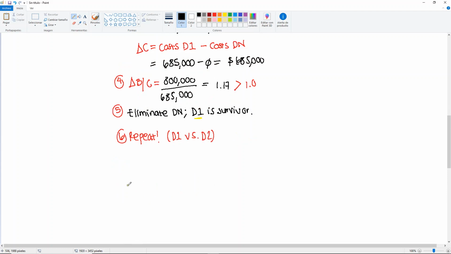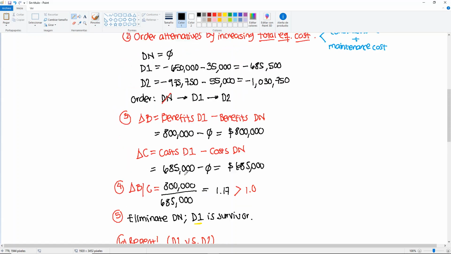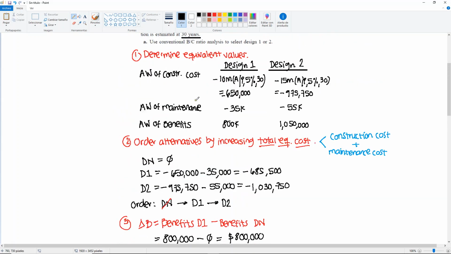Okay, so we have the change in B. It's going to be the benefits of design 2 minus the benefits of design 1. And then we have the change in cost, which is going to be the costs of design 2 minus the costs of design 1. So now we need to plug in the values. Okay, so we have the costs here, total cost here, and then the benefits up there.